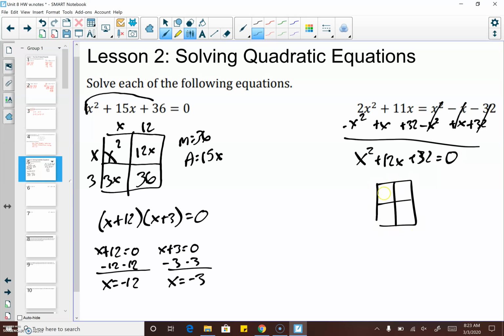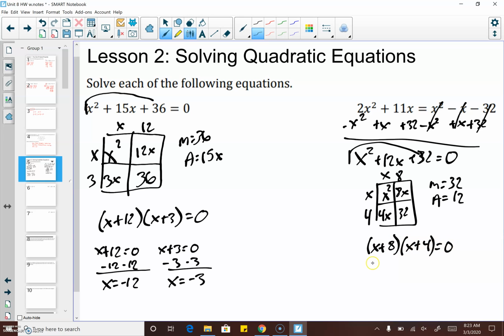So now we'll factor x squared plus 12x plus 32. Multiply first number by last number. So it multiplies to 32, adds to 12. That's going to be 8 and 4. So as we fill in our boxes, we end up with x plus 8 and x plus 4 equals 0. Same deal. We'll set each parenthesis equal to 0 and solve, and we end up with x equals negative 4 as one answer, and x equals negative 8 as our second answer.